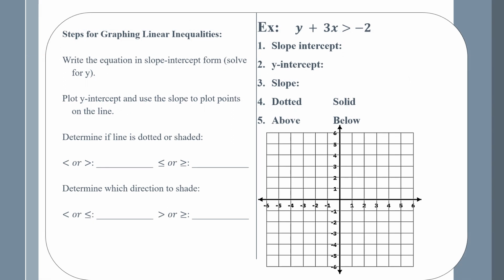Okay, so let's pull out your guided notes here, and let's fill this in. First of all, you're going to write the equation you're given in slope-intercept form. Again, that is y equals mx plus b. Then you plot the y-intercept and use the slope to plot points on the line. Now, if the inequality is less than or greater than, the line is dotted or dashed. If it's less than or equal to or greater than or equal to, it is solid or shaded.